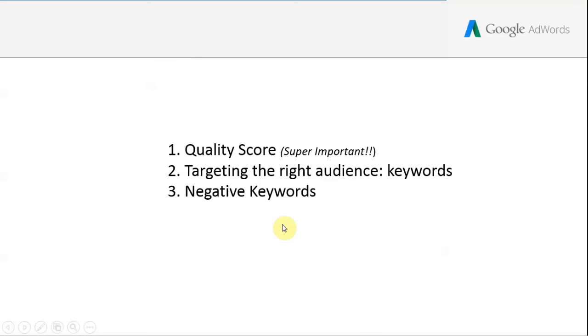That's it for this series. So we've covered quality score and why it's so important. Quality score is extremely important in getting the cost of your bids down and getting you up further. Targeting the right audience, being careful with the words you choose, and making sure you add a healthy list of negative keywords, so you filter out the rubbish and only quality people are coming to your site. You'll get a better conversion and better bang for your buck.